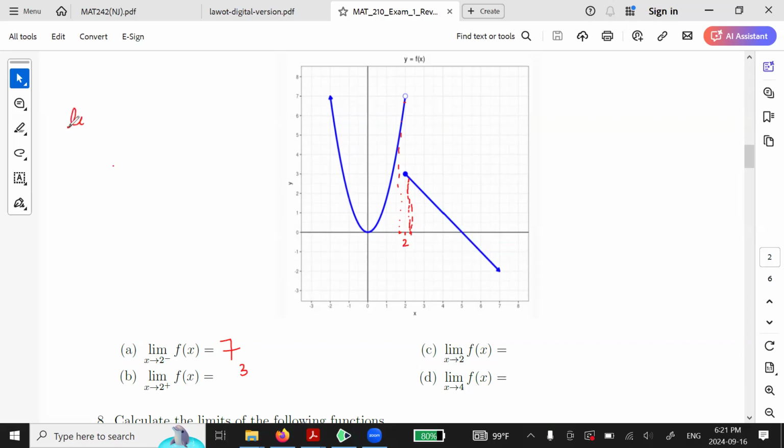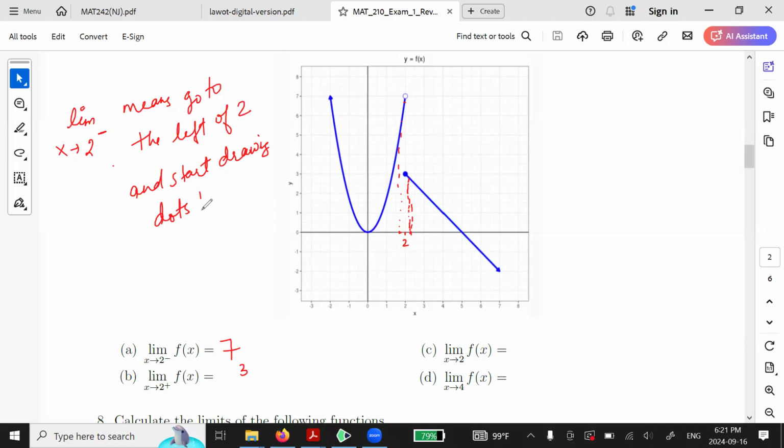Limit x approaching 2 from the negative side means go to the left of 2 and start drawing dots to the function, right? Make sense? The right hand side means you are going from the right and start drawing dots.